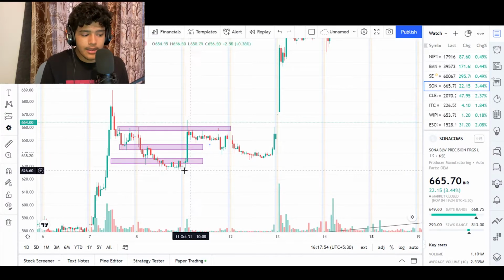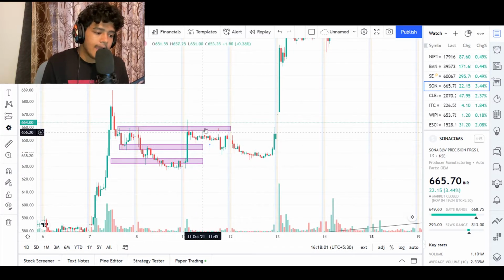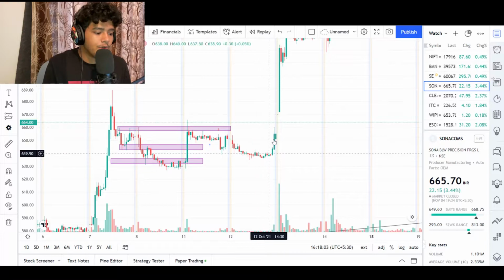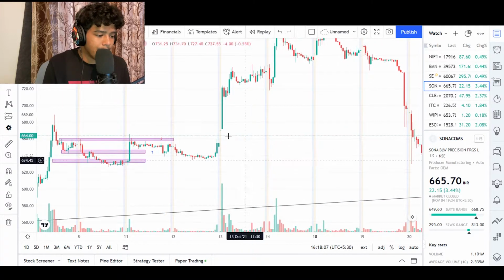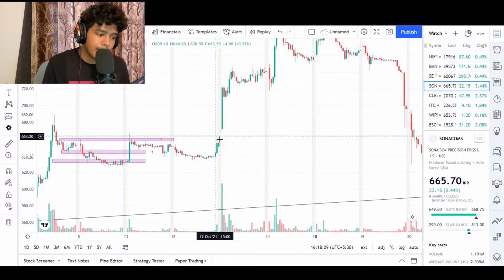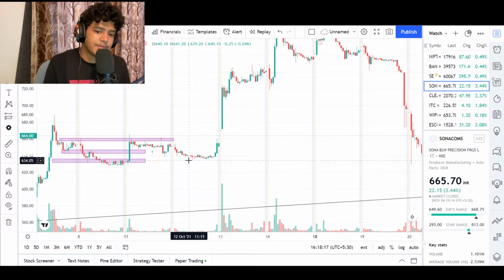So on that day, nothing happened. None of the two happened. It consolidated between this range again. And for the next day, my strategy was the same. If it opens gap up, I will continue my trade. And if it opens gap down and breaks below this 630 level, I have to exit my position.